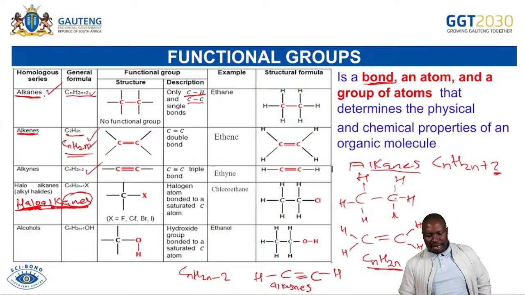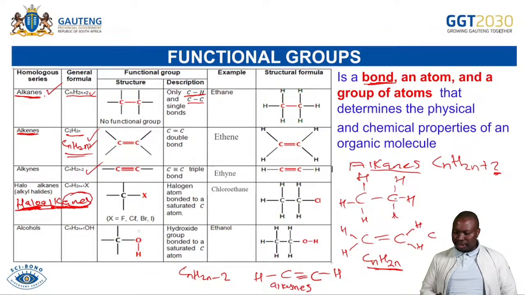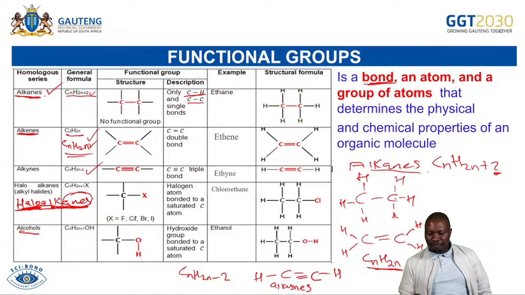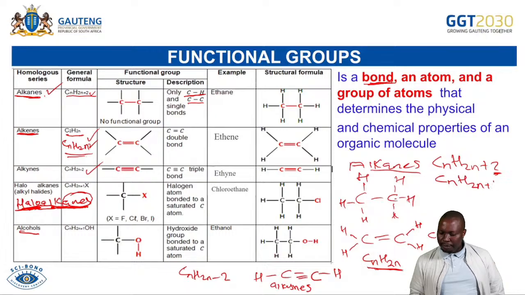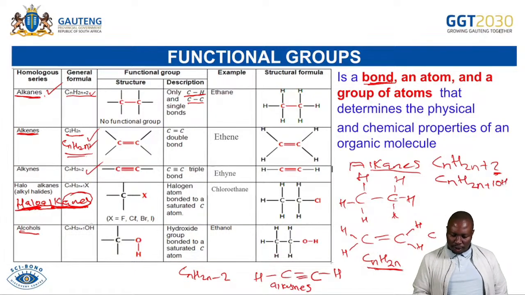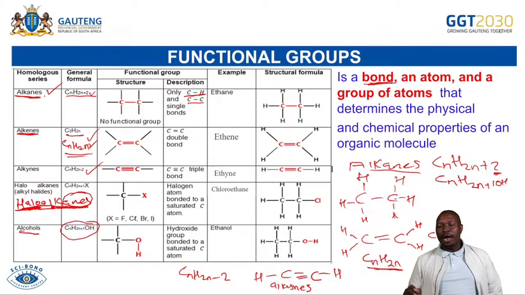Now we have our next functional group, which is the alcohols. With alcohols, we're saying from CnH2n+2, we are simply removing one hydrogen to get CnH2n+1 OH, which is what we're given here. So it's 1 OH.